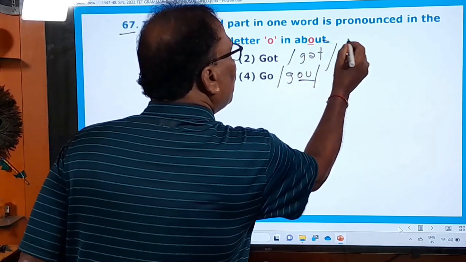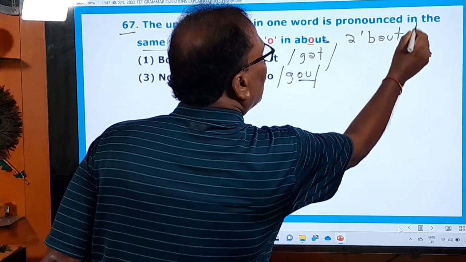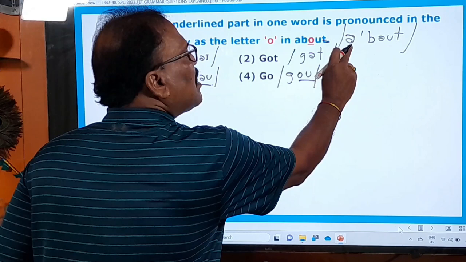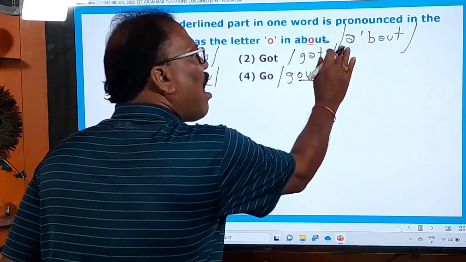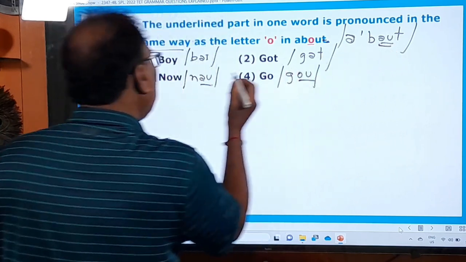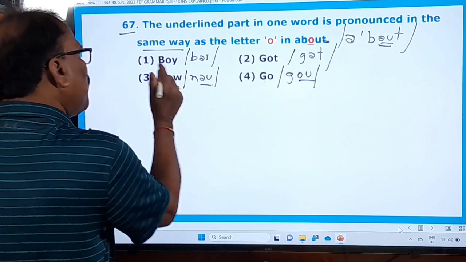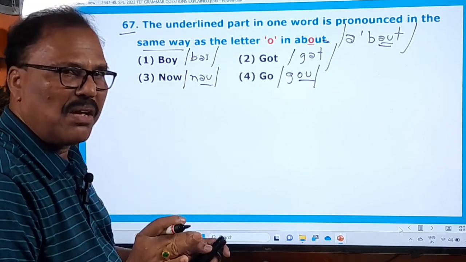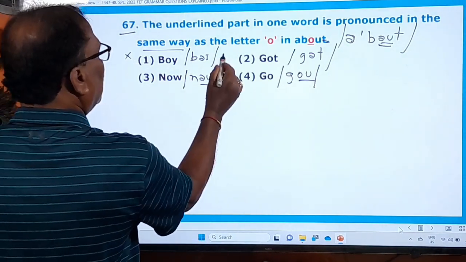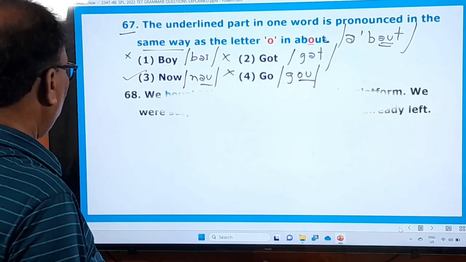And what is the pronunciation of this? About, about. This is the phonetic transcription of this word, about. This is small a, short a, that's when about. So what is the pronunciation of this about? Oh. So where is that oh? Here only. Not in this, not in this, not in this. Therefore, if you know the phonetic symbols, phonetic transcription, you can easily answer this question. Okay, right, wrong, wrong, only this one is the right one. Now let's go to the next question.